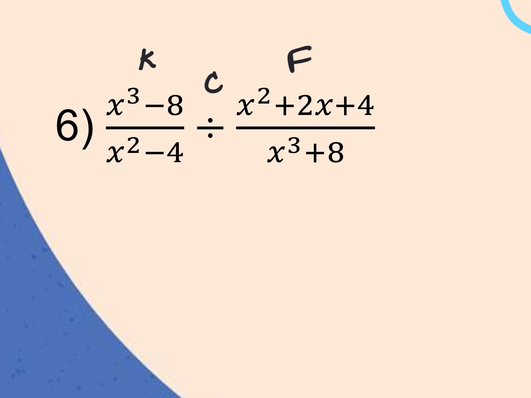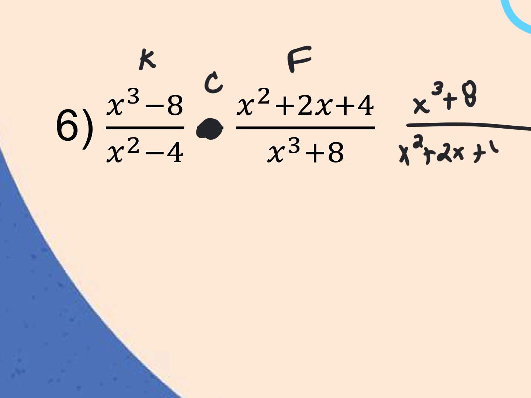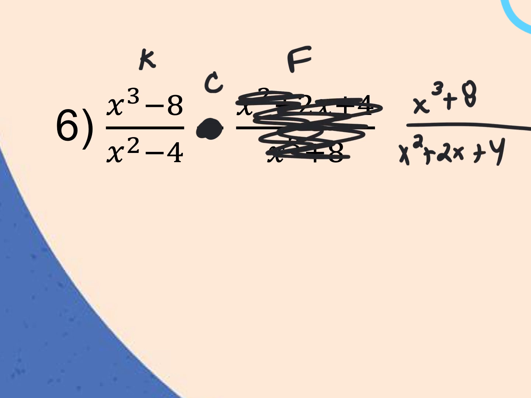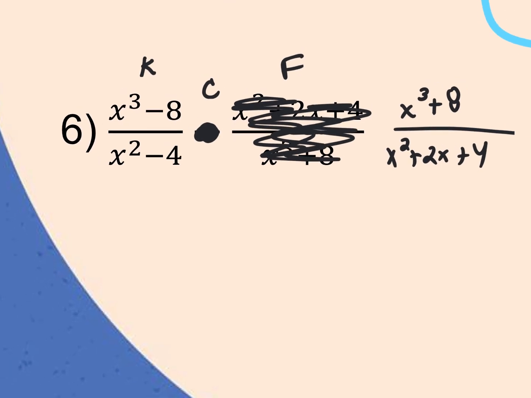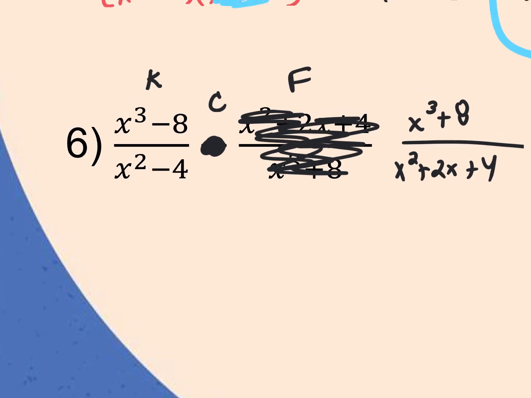Rewrite the first, or if you want, change this sign real quick to multiplication, and then rewrite this. Flip it. This becomes x cubed plus 8 over x squared plus 2x plus 4. You have to flip, guys. If you don't flip, your problem will be wrong. If you want to rewrite it completely, that's fine. If you want to change the sign and then just rewrite the second fraction, that's fine as well. But now we're going to do the exact same thing we've been doing.